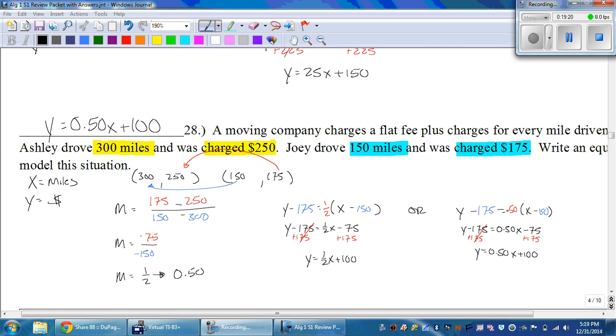Okay, so you can see my work using the fraction and using the decimal. I used the same point, the 150 comma 175, and then I wrote my answer using the decimal, but it doesn't matter which one you pick. Okay, but it's y equals 0.50x plus 100.